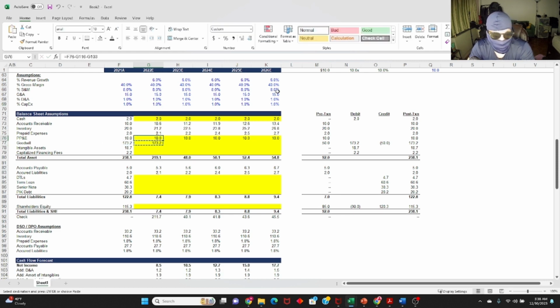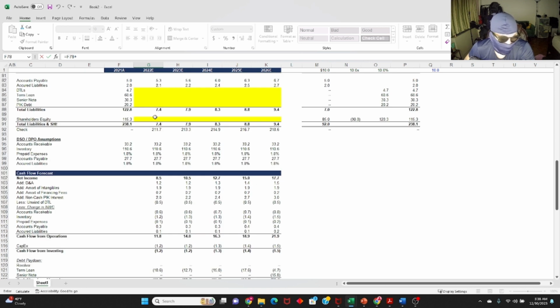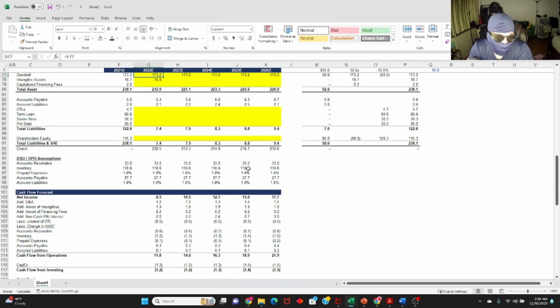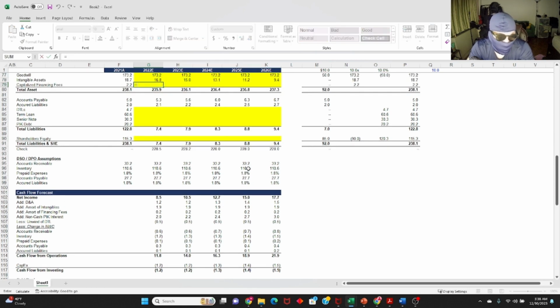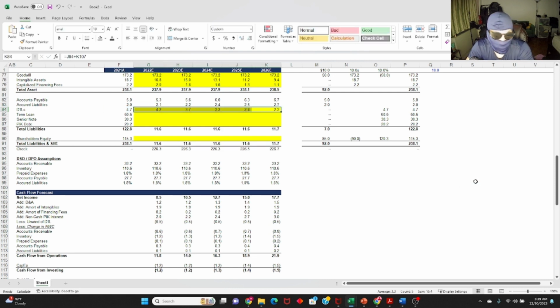And your goodwill actually stays consistent. Nothing changes here. And your intangibles, you're going to come here, take your prior year intangible assets, and subtract out the amortization of intangibles here. Same with your capitalized financing fees. You're going to subtract out the amortization of your financing fees, so it should decrease over time. And now the next step is your DTLs. You're going to take your DTL and add back the unwind because it's negative. So that should also decrease over time.